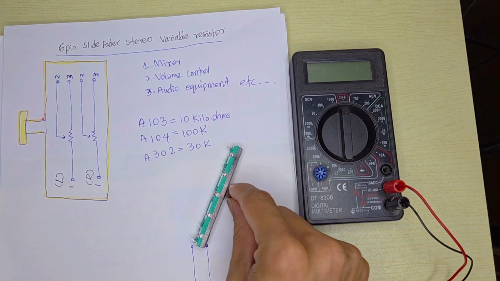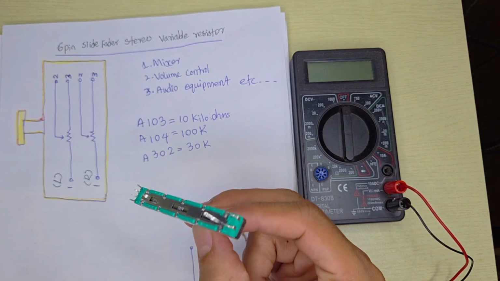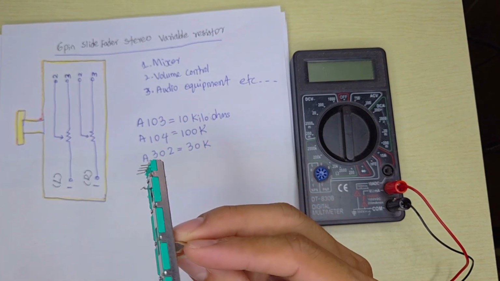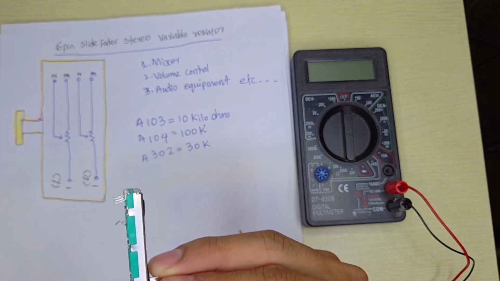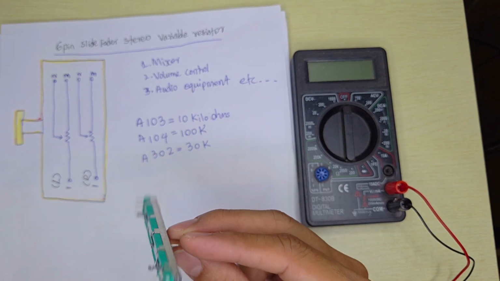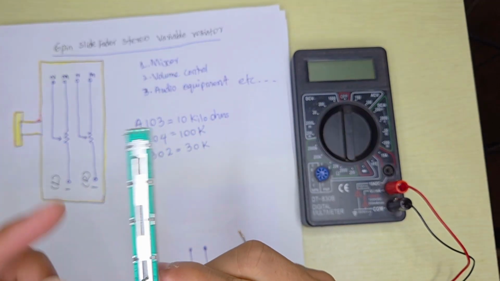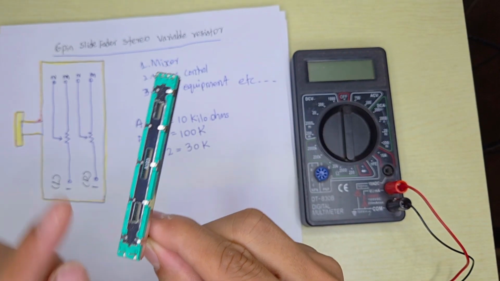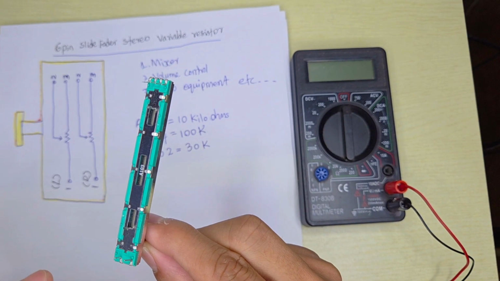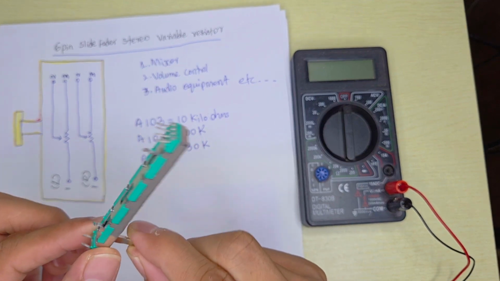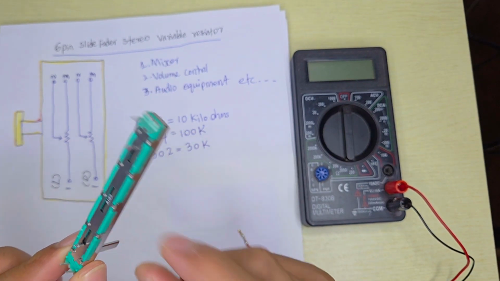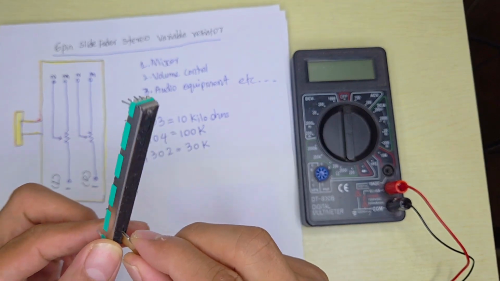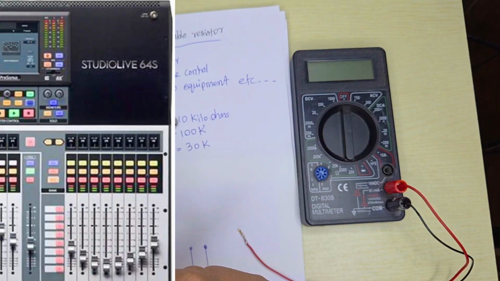Today in this video I want to share how we can test a 6-pin slide fader stereo variable resistor, or a potentiometer. We have here 4 pins on one side and 2 pins on the other side, so in total this is a 6-pin, and we can call it stereo. Most of the time you will see this fader in a mixer.